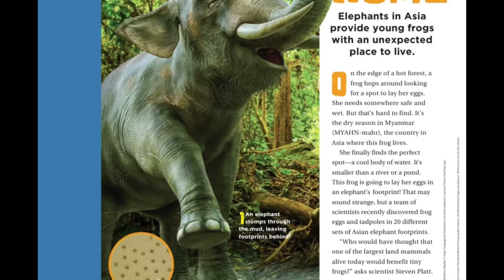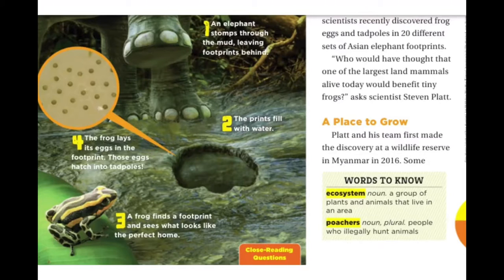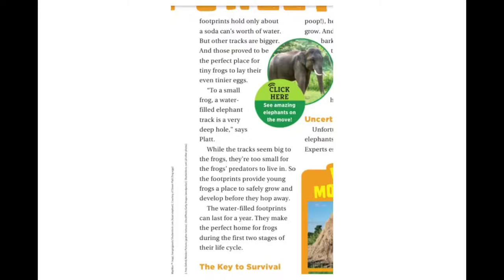That may sound strange, but a team of scientists recently discovered frog eggs and tadpoles in 20 different sets of Asian elephant footprints. Who would have thought that one of the largest land mammals alive today would benefit tiny frogs? Asked scientist Stephen Platt. A place to grow. Platt and his team first made the discovery at a wildlife reserve in Myanmar in 2016. Some footprints hold only about a soda can's worth of water, but other tracks are bigger, and those proved to be the perfect place for tiny frogs to lay their even tinier eggs.